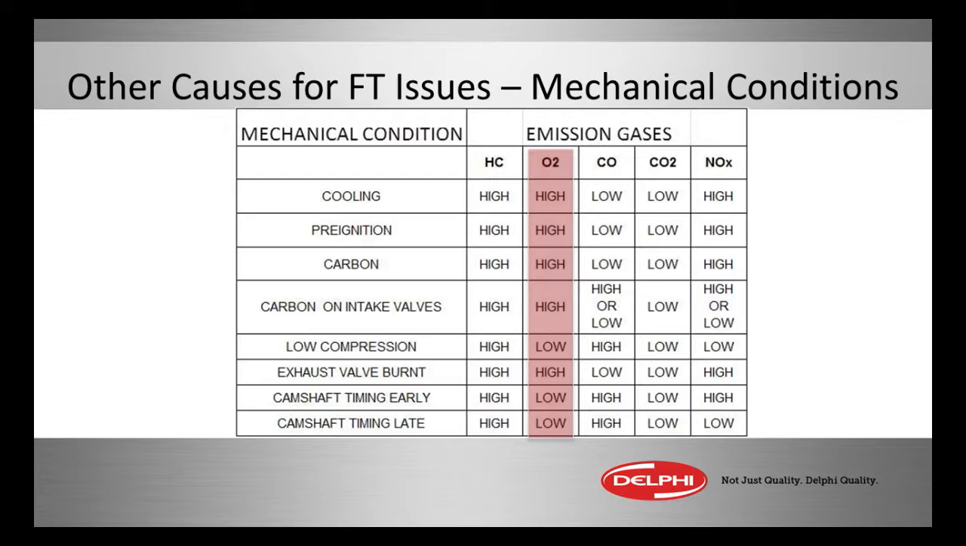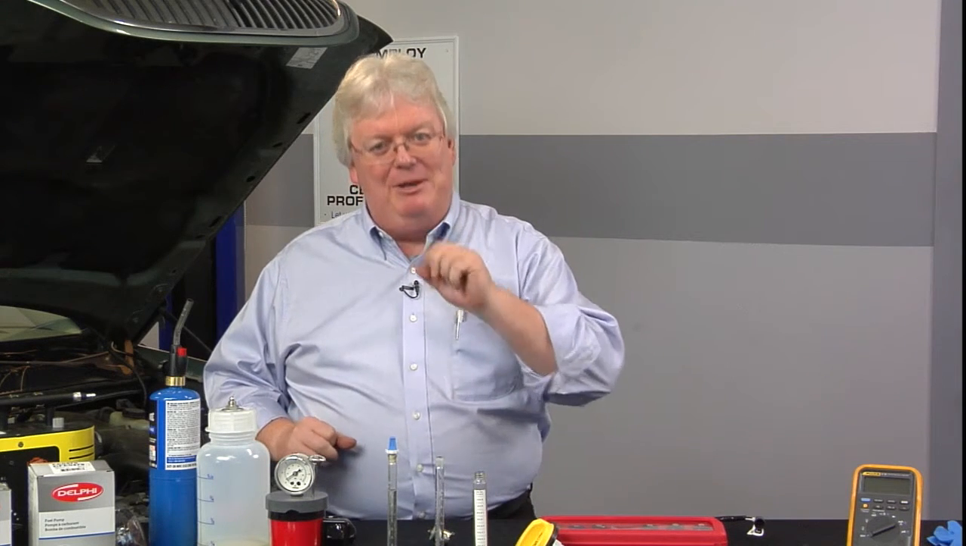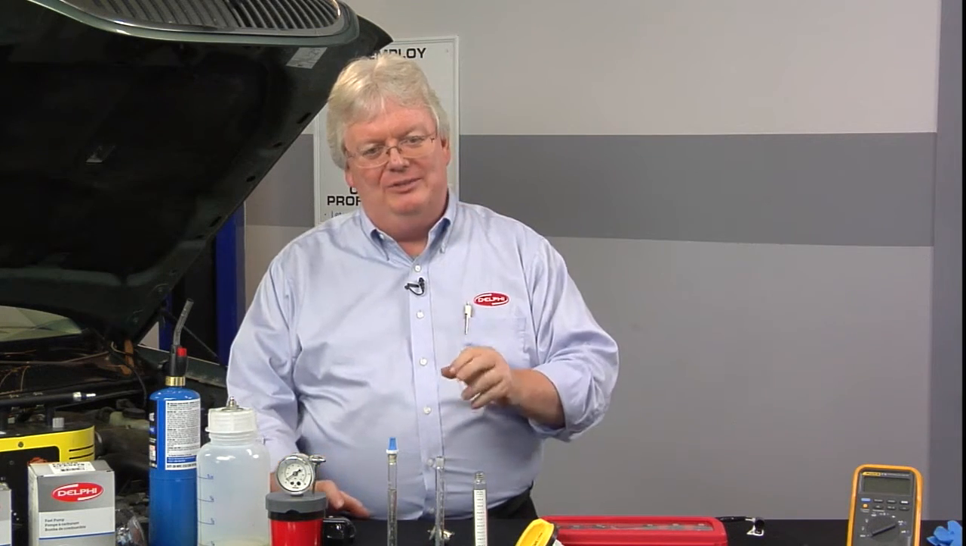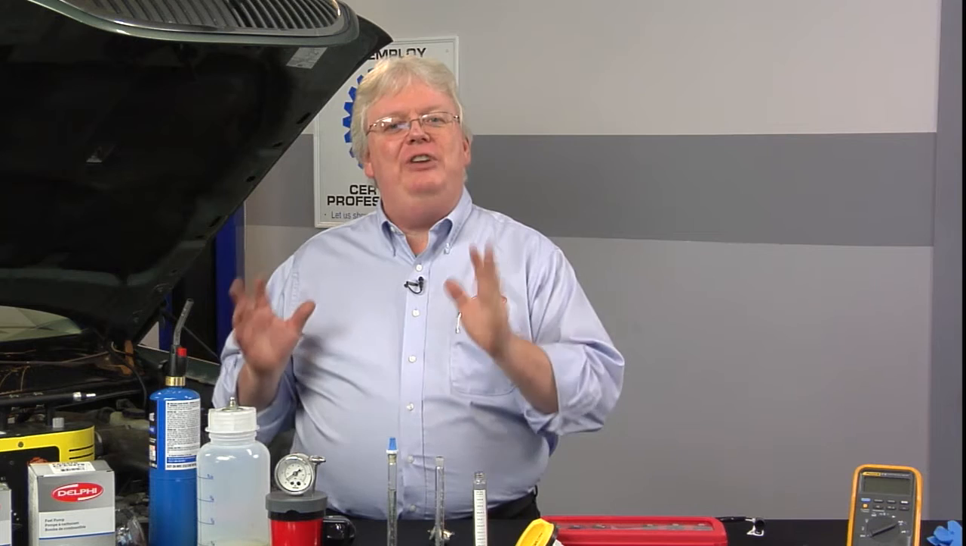That's going to result when we have all these different conditions from carbon, low compression, exhaust valve burnt and so forth, pre-ignition. All that happens, you've got O2 that's high. When the O2 goes low, it's because of low compression or camshaft timing, either early or late. So we have variable camshaft timing with maybe a cam phaser issue, or if it's not a variable cam timed vehicle, it's just got a solid chain or belt, maybe somebody put the cam in wrong. So those kinds of things enter into it as well, so don't overlook the mechanical things when you do your total fuel trim diagnosis.